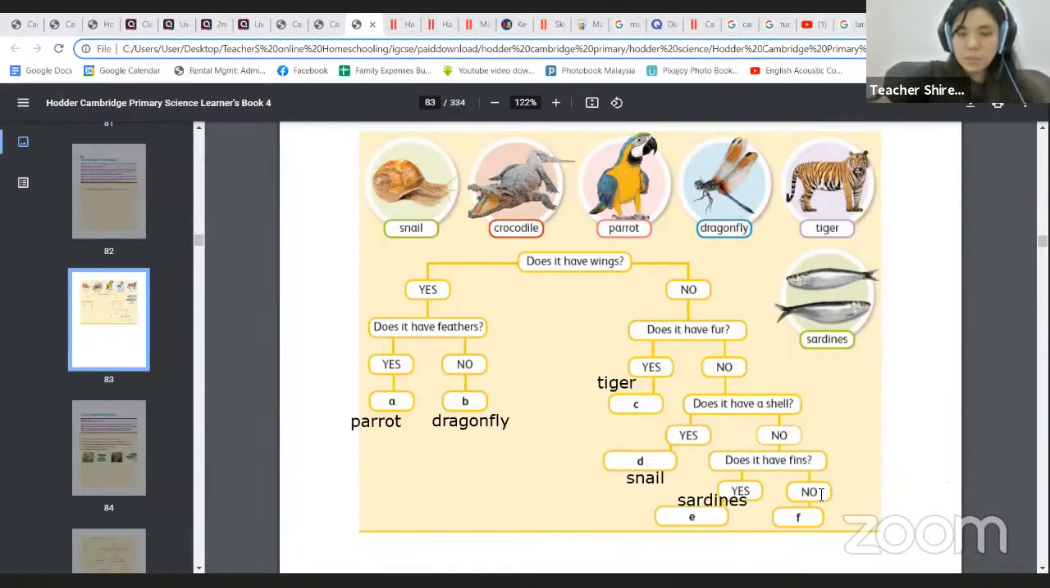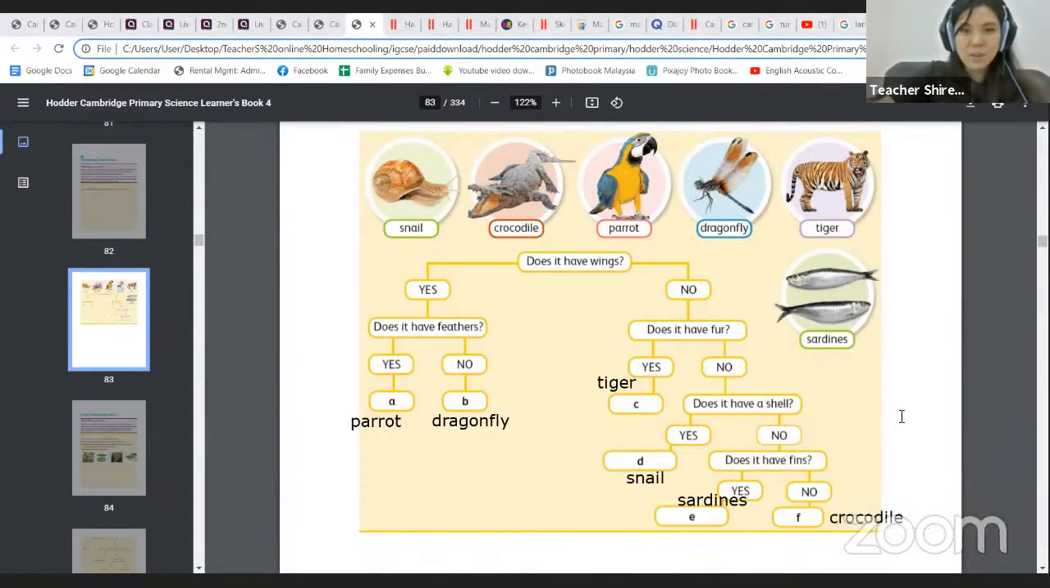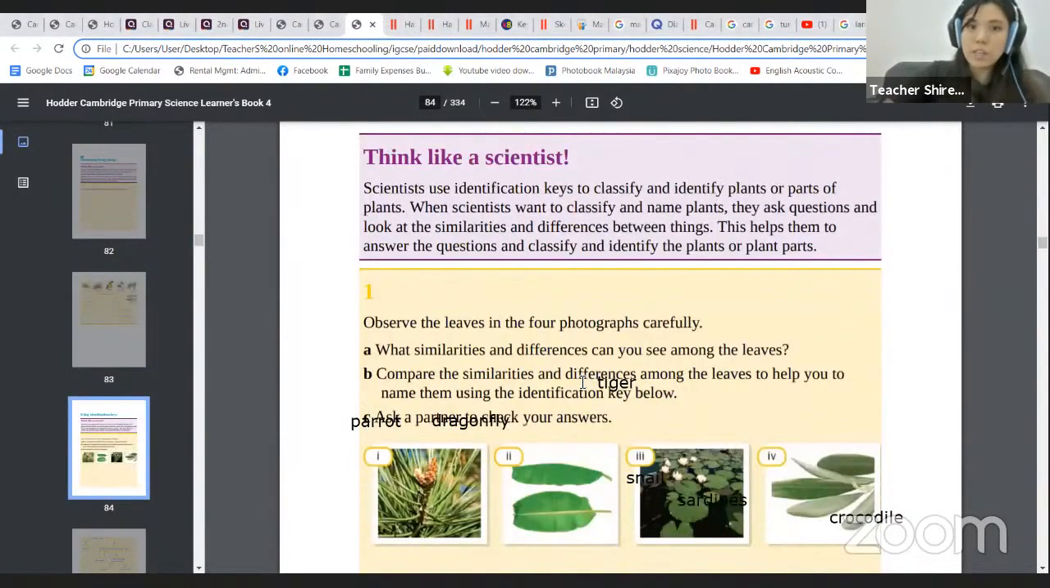Okay. And which one does not have a tail, fur, wings, a shell, or a fin? Crocodile. Fantastic. What does a crocodile have then? It has scales. Okay, now do you understand how to do mind mapping now? Okay, cool. Done. Let's move on. Let me clear this.